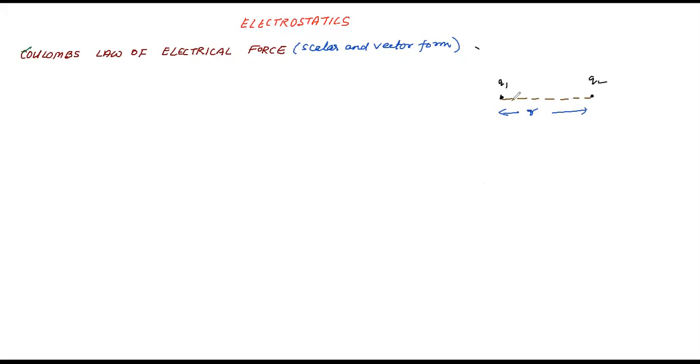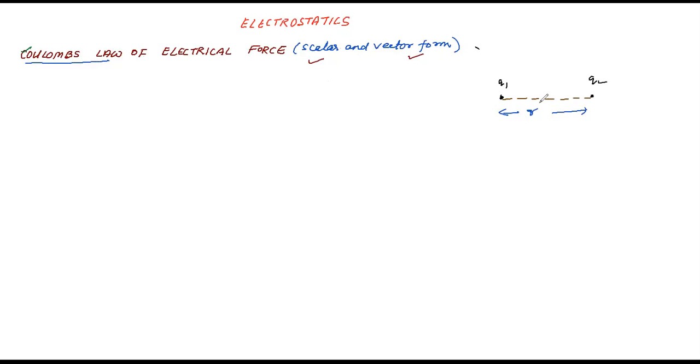Now, what will be the magnitude of that electrical force existing between these two point charges, and what will be the direction of the force? It's given by a law which is called Coulomb's law. Usually, for Coulomb's law of electrical force, we have two forms. One is the scalar form of Coulomb's law, another one is the vector form of Coulomb's law.